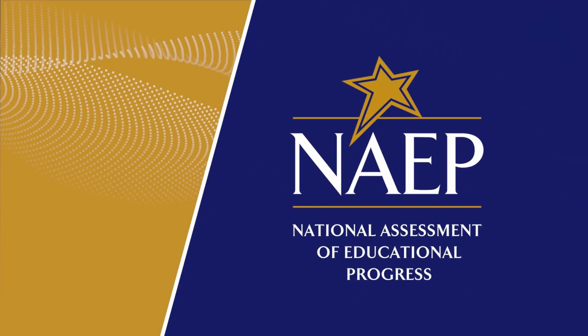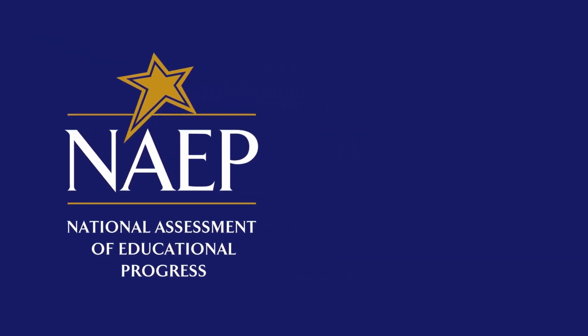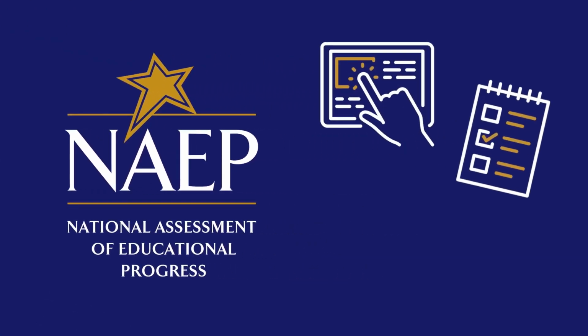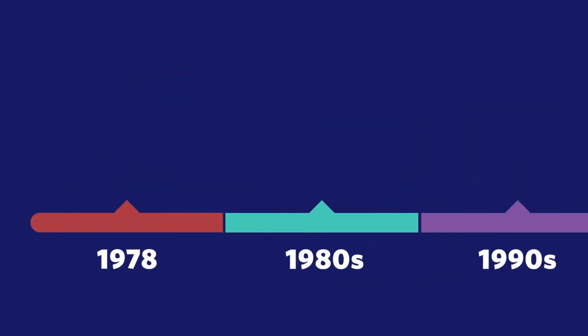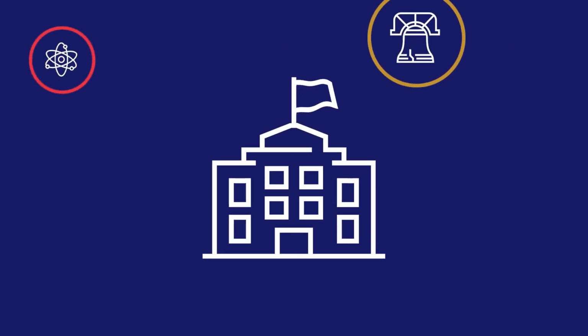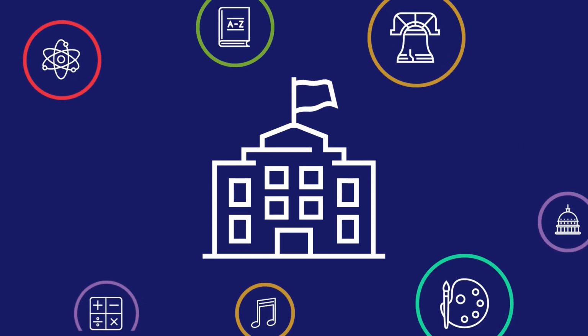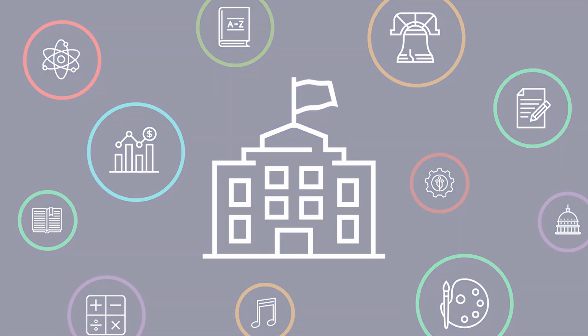The National Assessment of Educational Progress, also known as NAEP, or the Nation's Report Card, is the largest continuing and nationally representative assessment of what students know and can do in various subjects. Private schools have participated in NAEP for decades. For many subjects, private school students score higher on average than their public school peers. This has been true across time and grades.